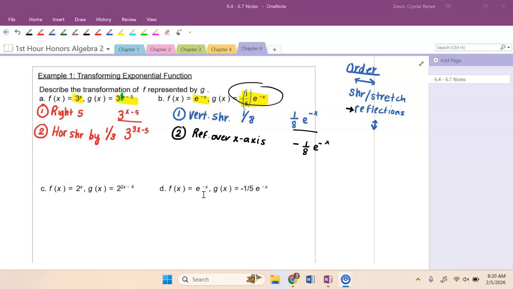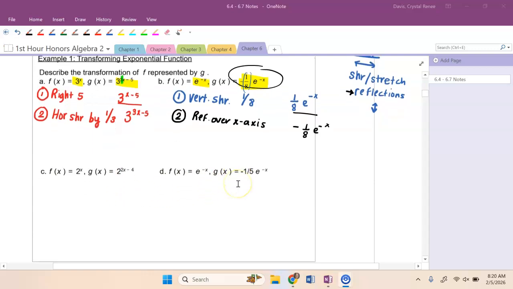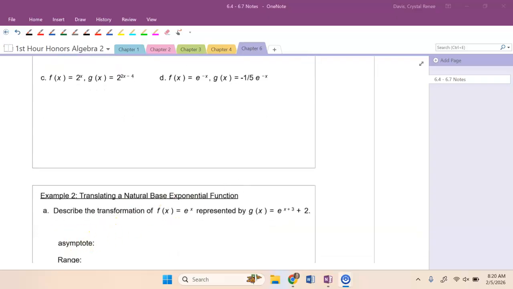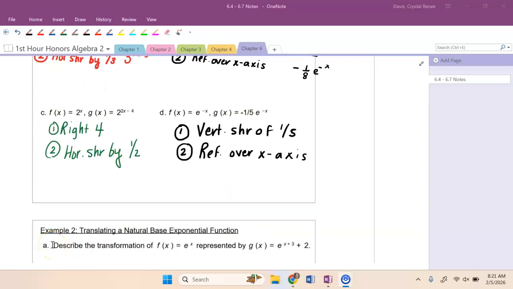All right, I want you to go ahead and pause this and try to do C and D on your own. Hopefully you paused these and worked them out, and when you did, you should have gotten these here. These should have been very easy because they almost mirror what we did up here, so hopefully you could do a little bit harder ones too, but this here is what you should have gotten.